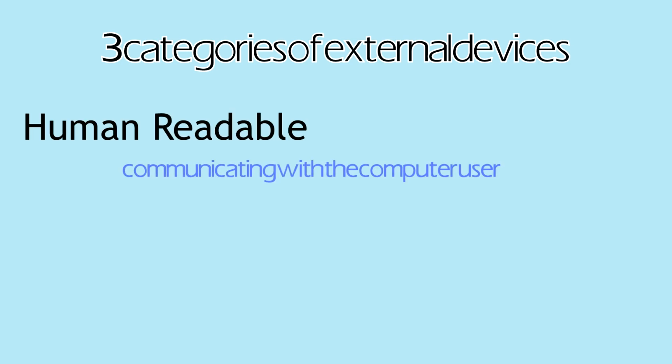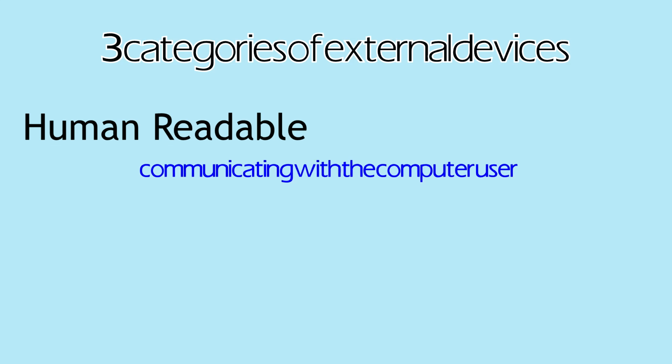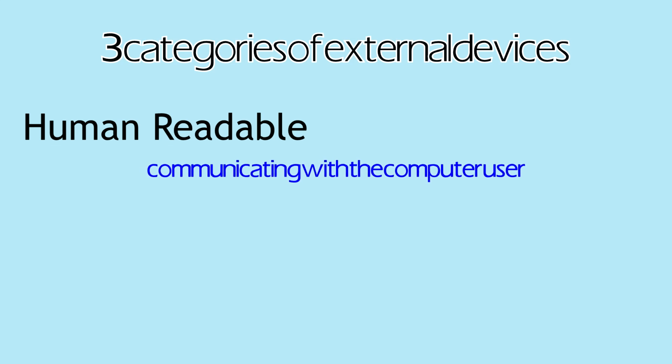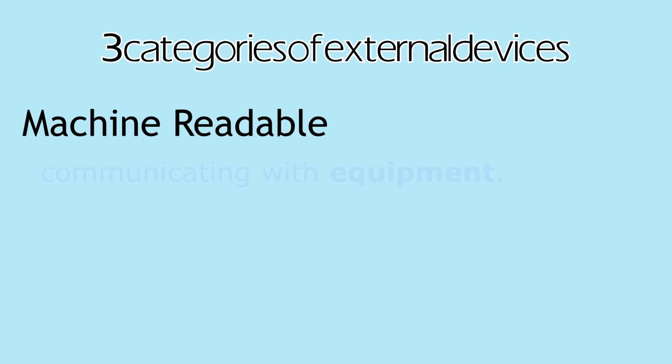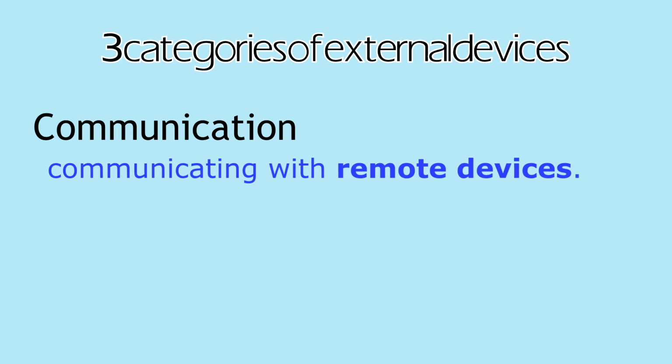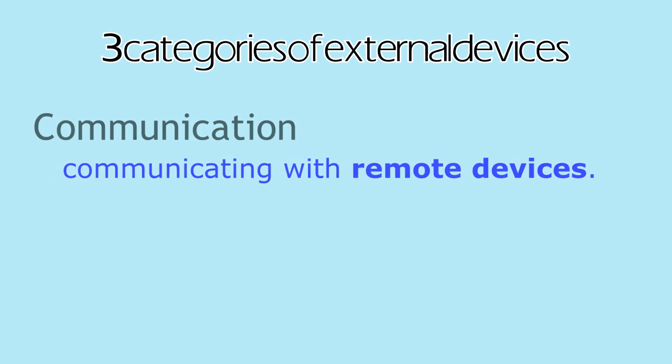There are three categories of external device. The first one is human readable, for communicating with the computer user, such as a monitor, printer, or speaker. Next up is machine readable, for communicating with equipment. And finally, communication, for communicating with remote devices.